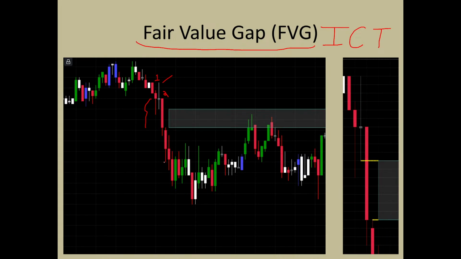And then we have this other red candle right down here, which is candle number 3. So the first thing I want you to realize is that the fair value gap takes 3 candles. Now, what I want you to realize is that the low of candle number 1 is here. The high of candle number 3 is here.